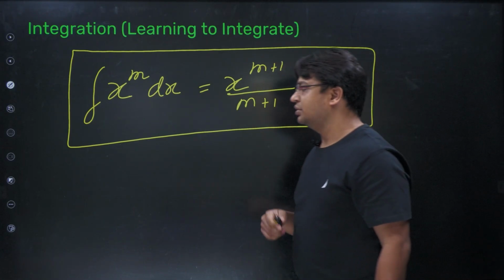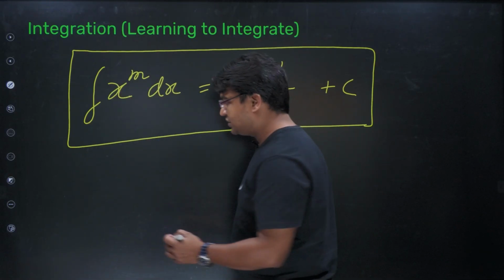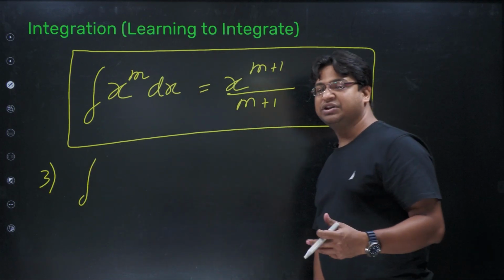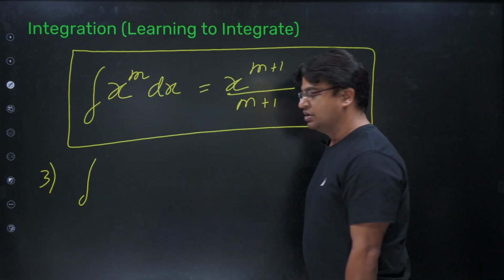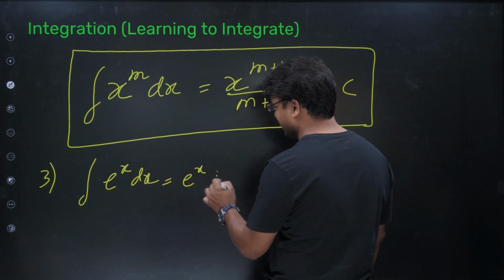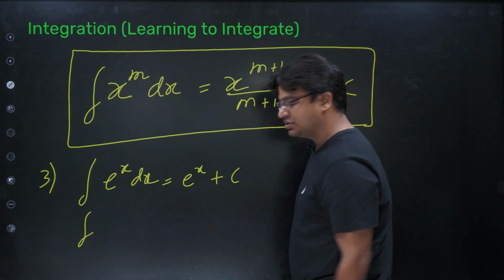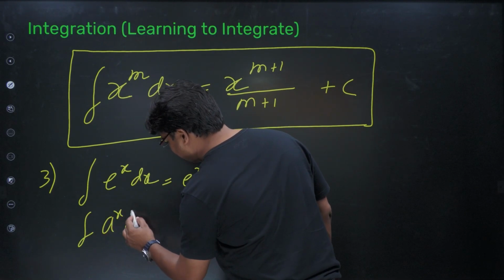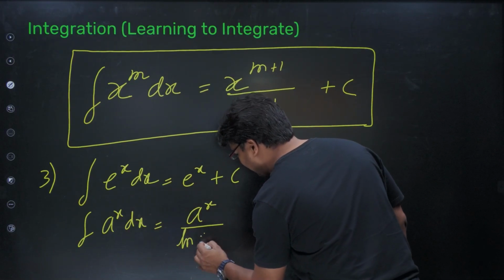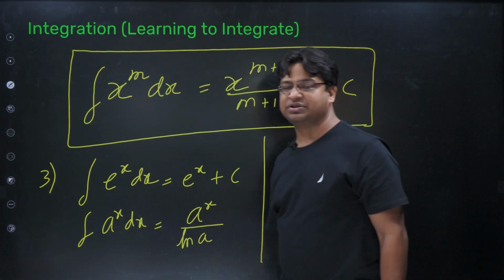So we have talked about the trigonometric function, we have talked about the polynomial function. Let's talk about the exponential function, which I think is the easiest one. You know that differentiating e raised to power x gives us e raised to power x. So integrating e raised to power x will also give us e raised to power x, but with a constant. We can also talk about a more generalized version of this, integrating a raised to power x dx. That will give us again a raised to power x divided by ln a. So this is the exponential functions.